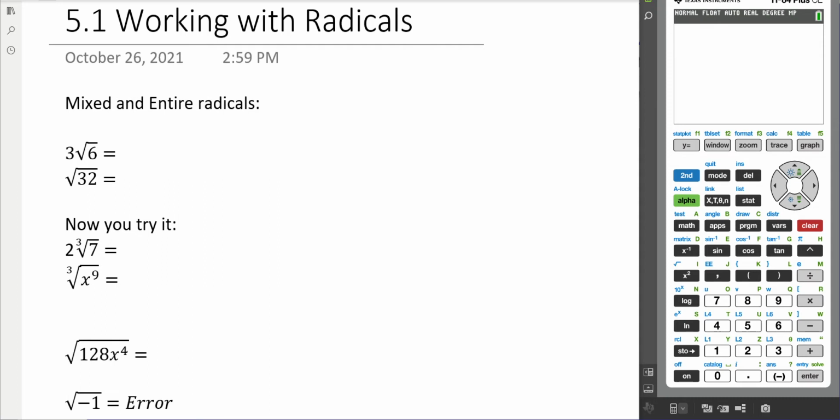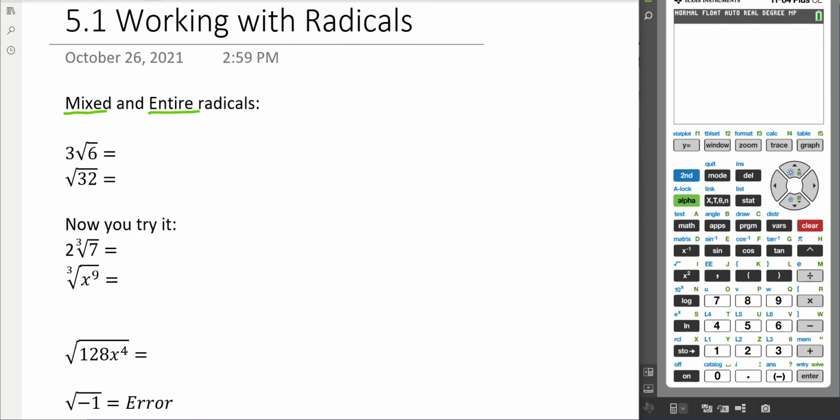So here we have a couple of questions and some examples, and this is our first topic, working with radicals. Let's take a look at the two different types of radicals that we look at. We look at mixed and we look at entire radicals. So what does that mean?